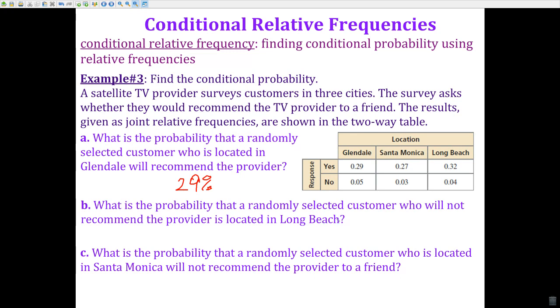What's the probability that a randomly selected customer who will not recommend the provider will be located in Long Beach? Right here. It looks like it's going to be 4%, not 40%, that'd be another decimal place over. 4%. What's the probability that a randomly selected customer located in Santa Monica will not recommend the provider? 30%. Done.